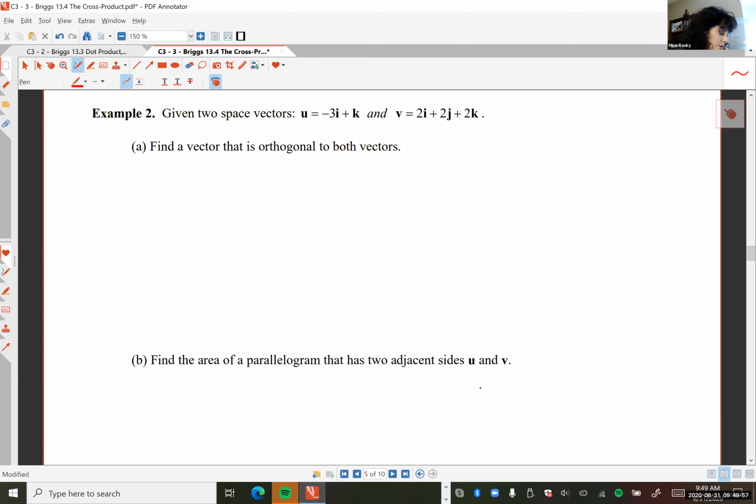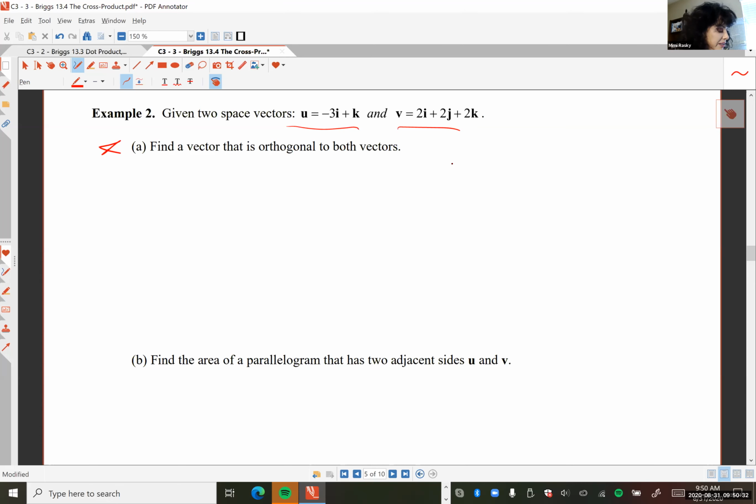Okay, so let's take a look at letter A here. Here they give us two space vectors. How do you find a vector that's orthogonal to both of those vectors? If the dot product equals zero, right? Well, if we were being asked to figure out if they're parallel, and we did the cross product, and the cross product was the zero vector, that would mean these vectors are parallel. But I don't think they're talking about parallel here.